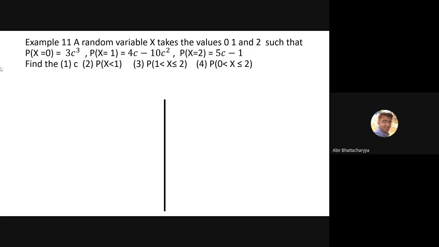It cannot be like 1.5. It's not possible. It cannot be like minus 2.7. So probability always lies between 0 and 1. These two concepts work.